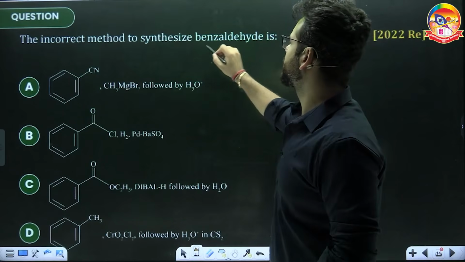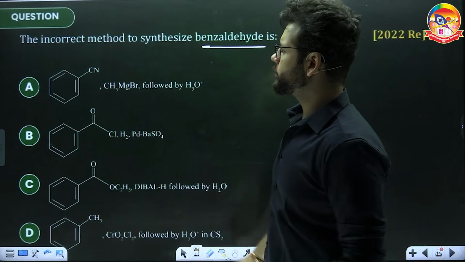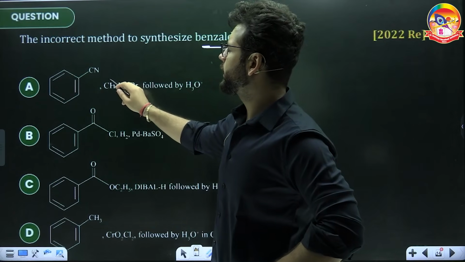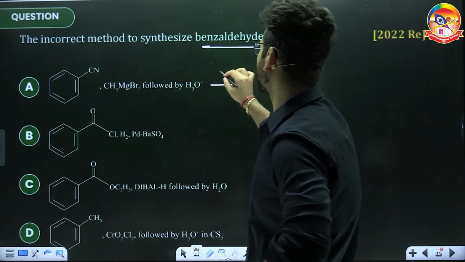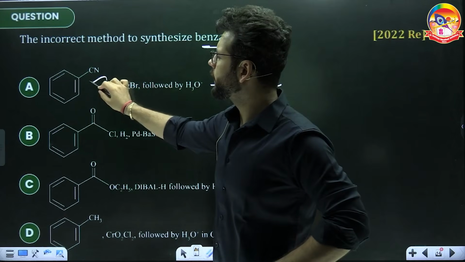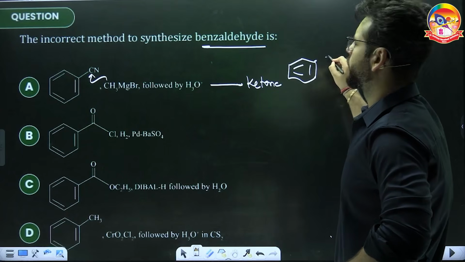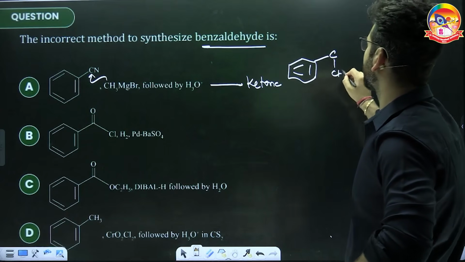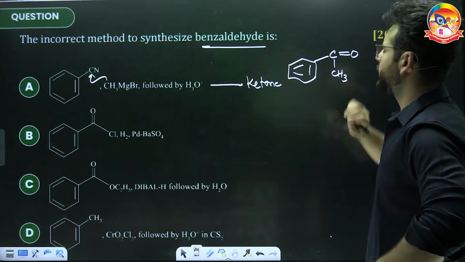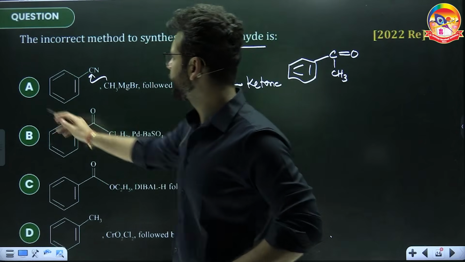Incorrect method to synthesize benzaldehyde. From where can benzaldehyde not be prepared? The first one is when cyanides are attacked by Grignard, we know it's a preparation of ketone. Here CH3 minus would attack on this carbon. So here a CH3 has attacked. On hydrolysis, this will become a ketone. So acetophenone we are getting. So A is incorrect.